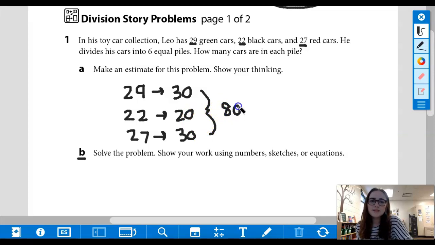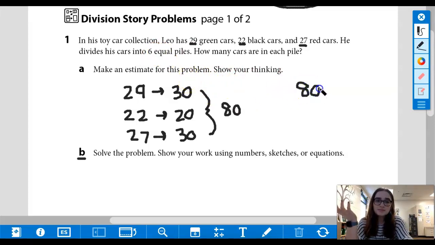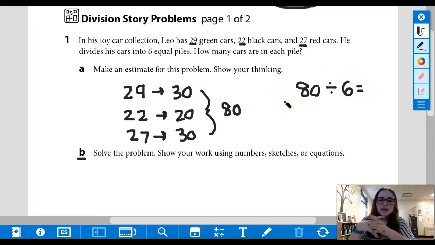All right, so now that we have the total number of cars, about 80 cars, this is just our quick estimate. Now what we need to do is set up our equation. It's asking us to split up 80 into 6 equal piles. All right, I want you to take some time and make a quick, thoughtful guess. What do you think 80 would be split up into 6 equal piles? I'll give us a little head start.